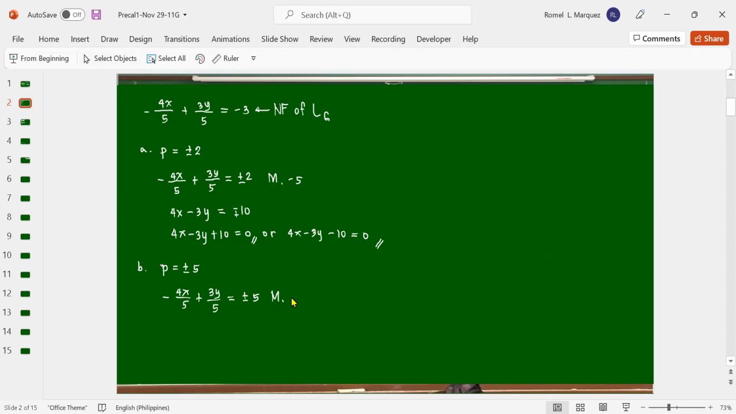Let's multiply each side by -5 to get 4x minus 3y equals negative positive 25. So finally, we have 4x minus 3y plus or minus 25 equals 0. Okay, children? So there are 2 possible lines. Okay? What about letter C? What about the P of letter C?